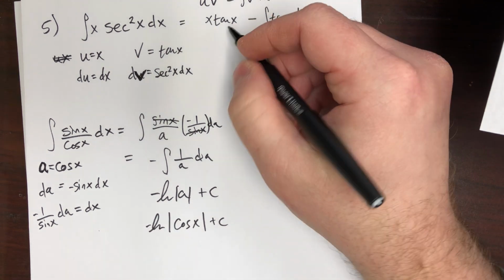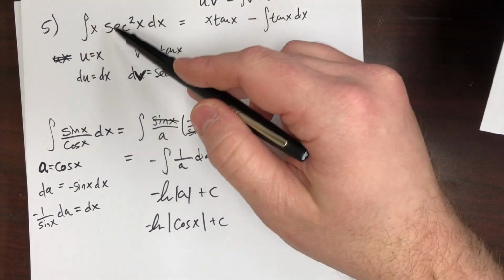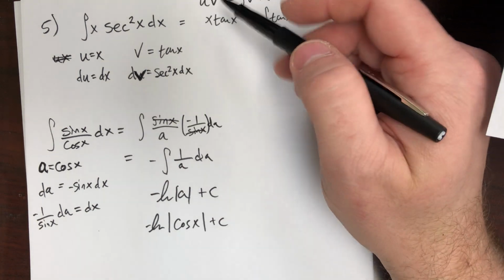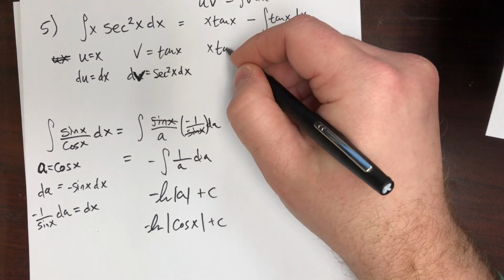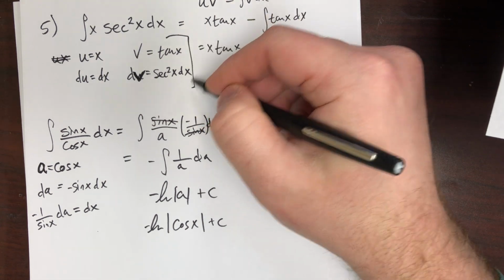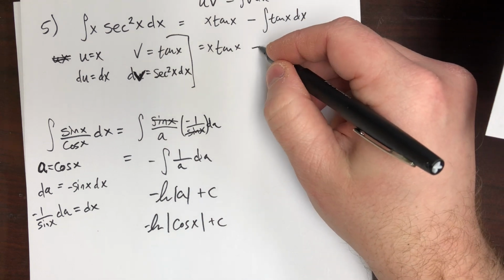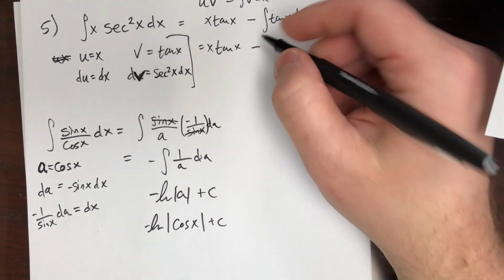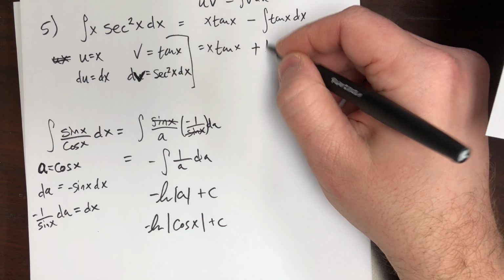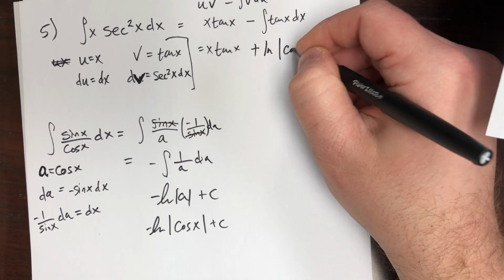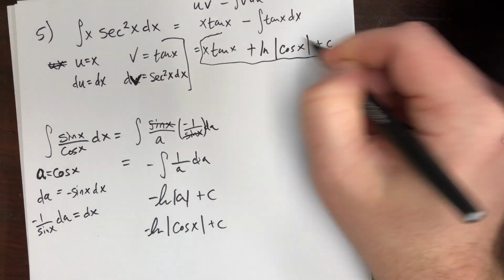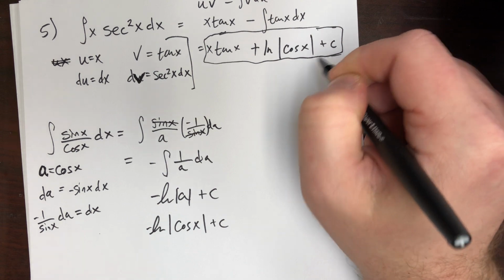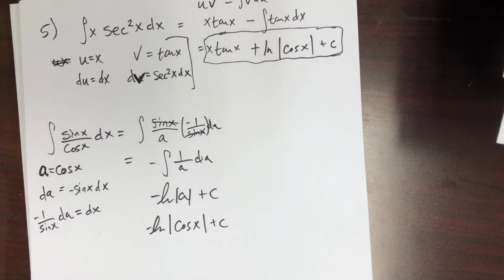So the antiderivative of x secant squared x is this, and we can write that part now. x tan x minus, oh, that's a negative, so plus the natural log of the absolute value of cosine x plus c. It's only mildly complex, isn't it?